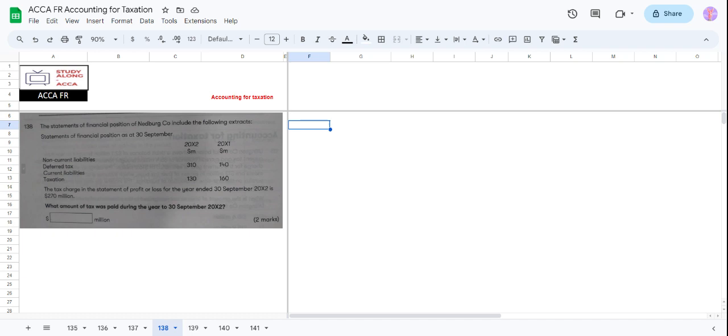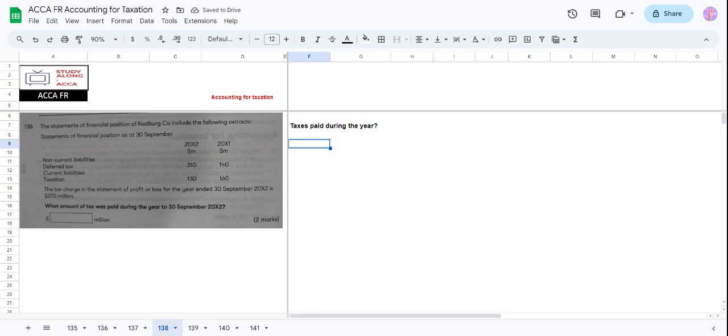Let's do question number 138. It is related to accounting for taxation. So what is the amount of tax paid during the year? Okay, taxes paid during the year. We need to tell. Okay, let's gather further information.